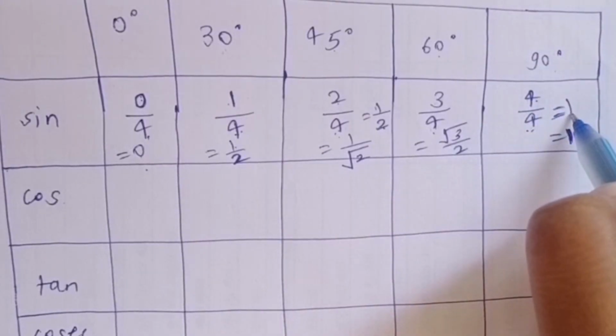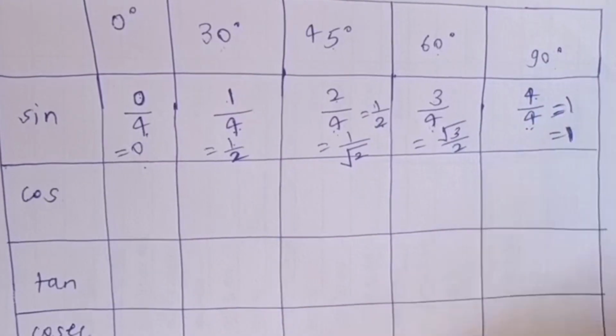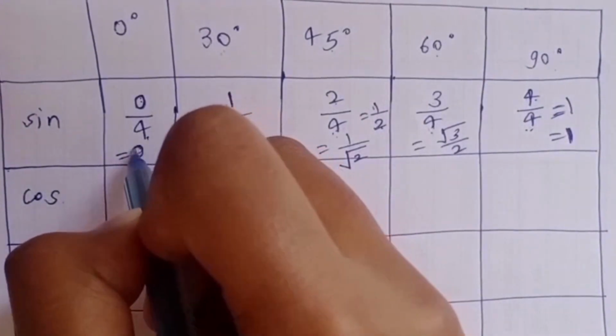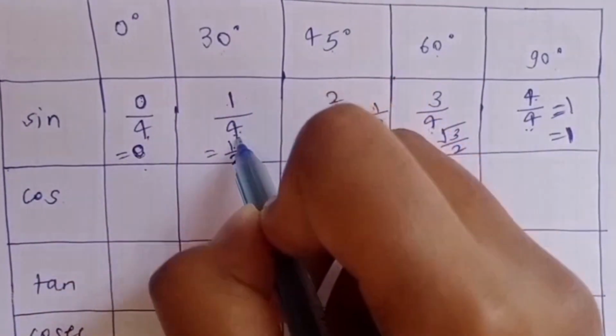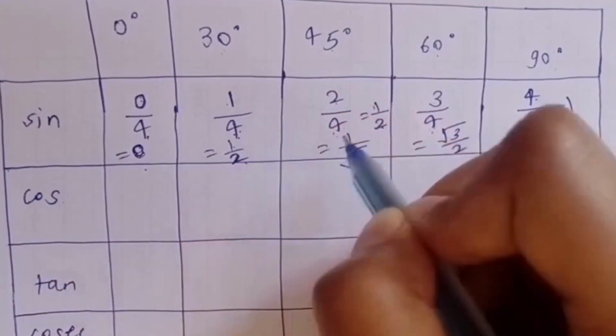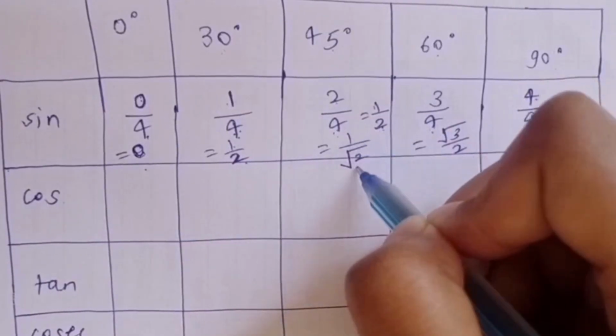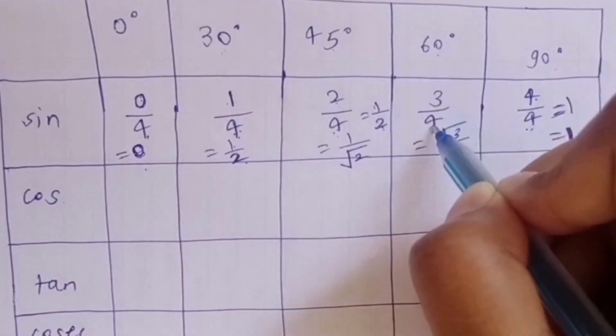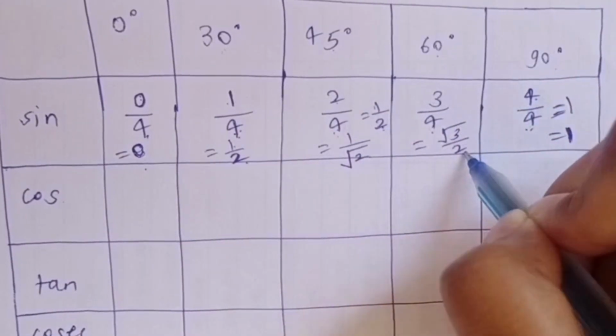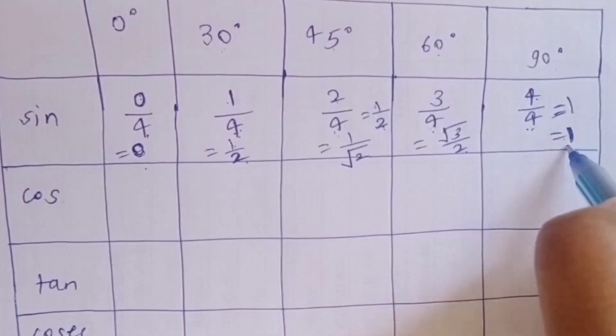Now take the square root of these ratios. So square root of 0 is 0, square root of 1 by 4 is 1 by 2, square root of 1 by 2 is 1 by root 2, square root of 3 by 4 is root 3 by 2, square root of 1 is 1.